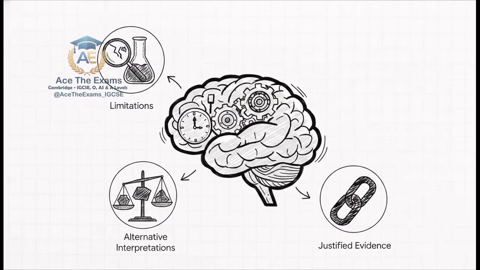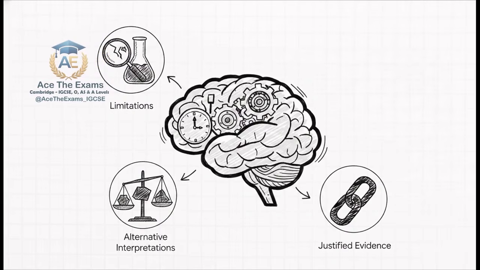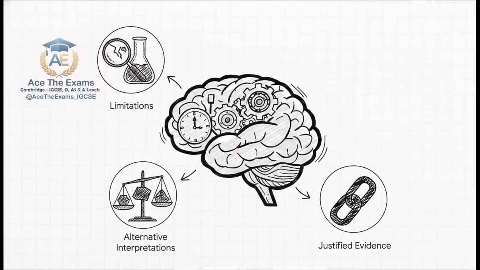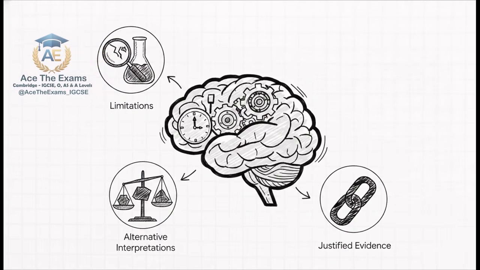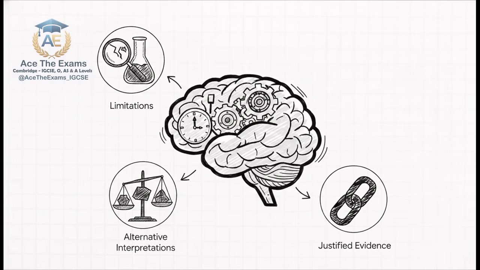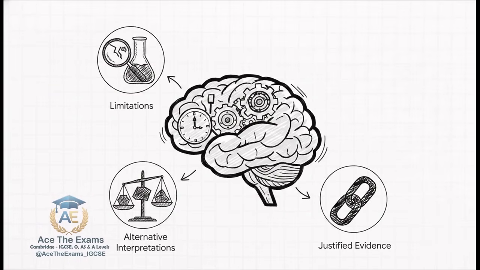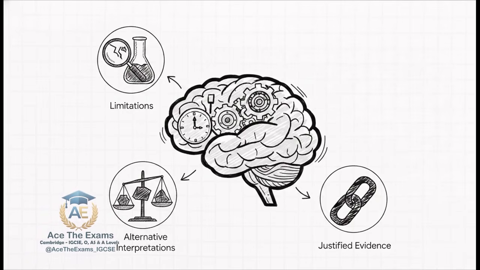But statistical analysis is really just the beginning. Top-scoring candidates consistently demonstrate critical evaluative thinking. This means you must explicitly identify limitations in the practical apparatus. You've got to question the assumptions made during the experimental setup. You need to consider alternative interpretations of the data. And most importantly, you must justify every single decision or conclusion you make with hard evidence from the text.